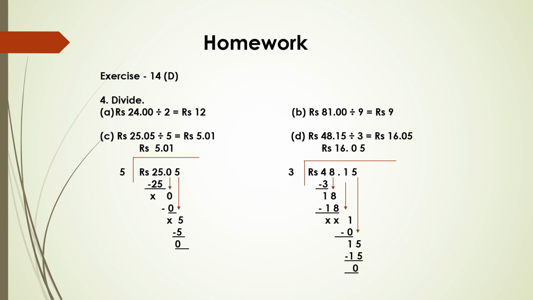Then D part, 48 rupees 15 paisa divided by 3. Now 48 rupees 15 paisa you will write on the dividend part and 3 on the divisor part.